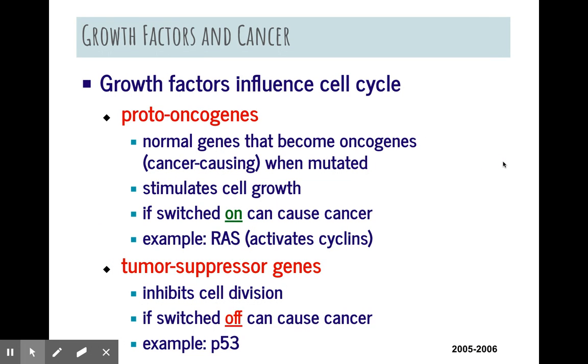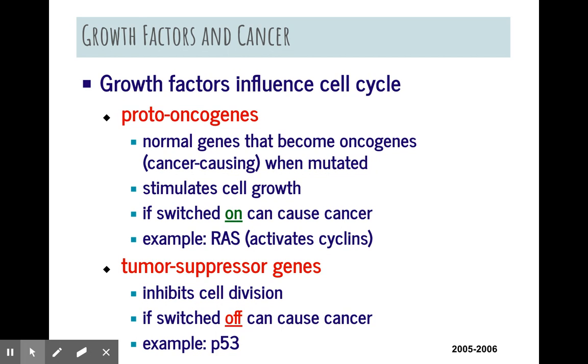All right, growth factors influence the cell cycle. Everybody here is born with cancer genes. They are known as proto-oncogenes and tumor suppressor genes. The key is figuring out what turns them on and turns them off. So normal genes that become oncogenes when they are mutated are known as proto-oncogenes. They stimulate cell growth. If they are switched on, they can cause cancer. So these genes in our bodies, obviously the majority of us, are turned off, okay? If the switch turns on, then it stimulates cell growth. An example is RAS. RAS is an example of a gene that helps to activate cyclin. Cyclin, like we said, turns on cell division.